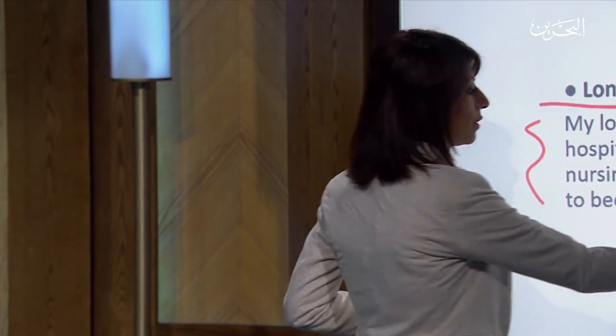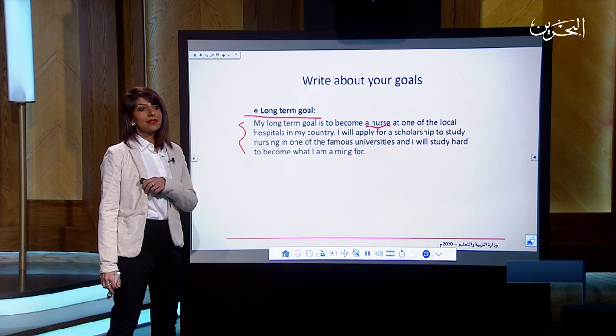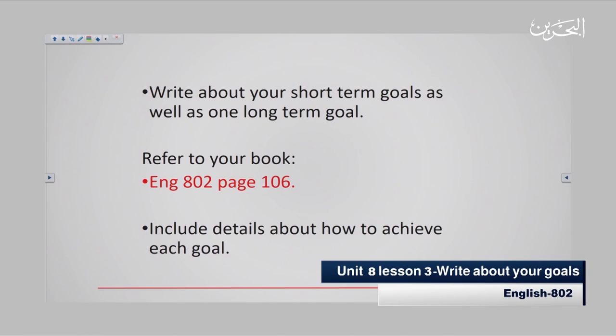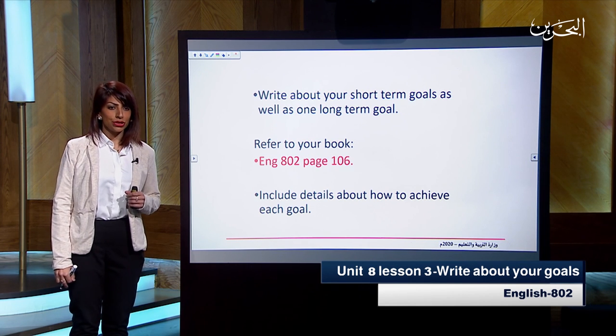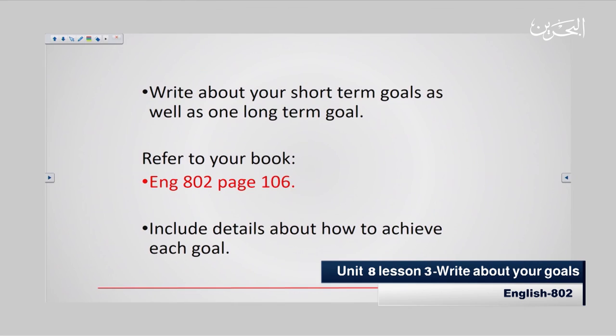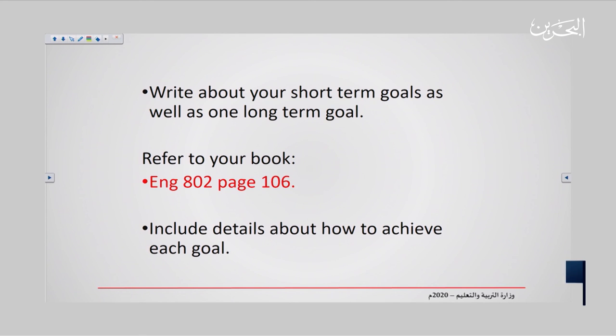If I did this, full stop, and I am done. This is very easy writing, just has simple points and you're done. Now, as we do every time, I will give you a simple task to do after learning the lesson. You will write about your short-term goals as well as one long-term goal. You may refer to your book, Project Success 1, English 802, page 106. Don't forget, my dear students, to include details about how to achieve each goal.